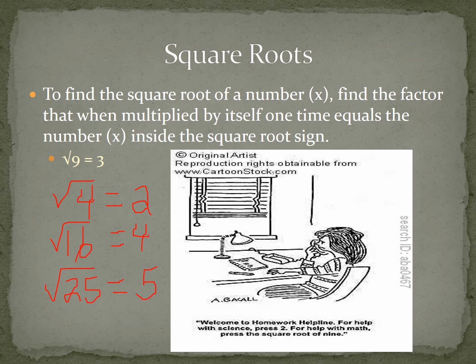If I take 4 times 4, that's 16. Obviously, this is going to be 5. So whatever times itself basically equals the number inside the square root sign. That's a mouthful. All right, there's probably just a couple problems on that. That probably should really be review.